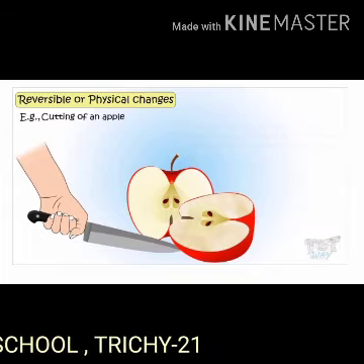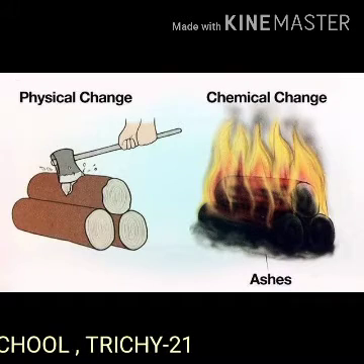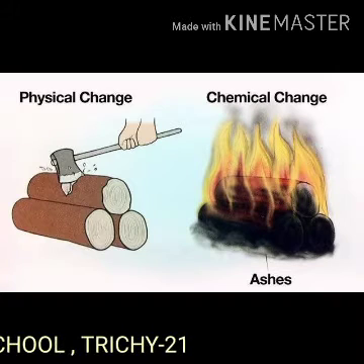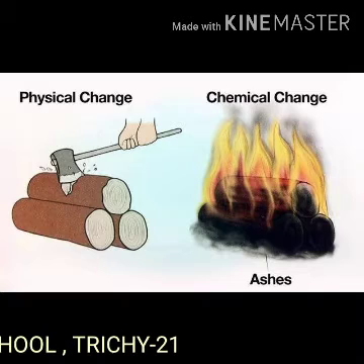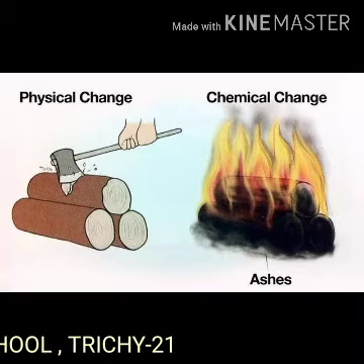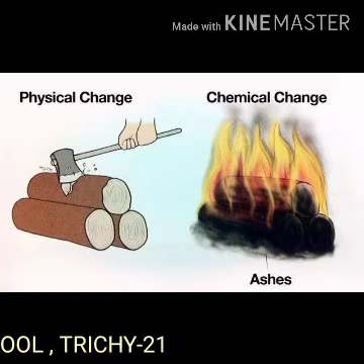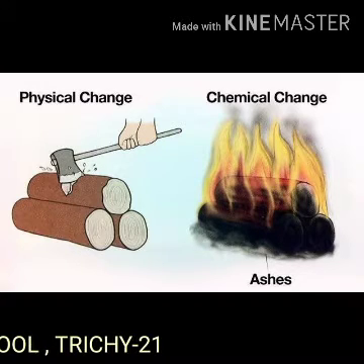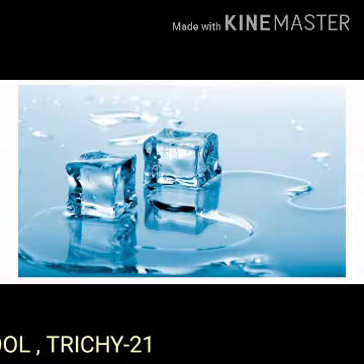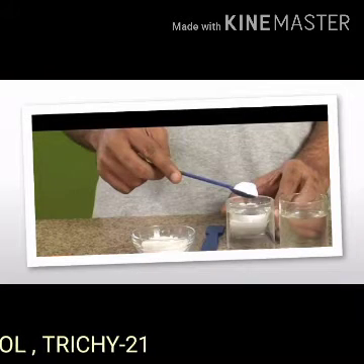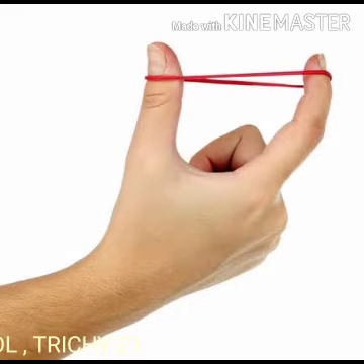Now, let us see about the physical change. Physical changes are temporary changes in which there is a change in the physical appearance or physical state of the substance, but not in the chemical composition. Here, no new substance is formed. Example, melting of ice, solution of salt or sugar, stretching of a rubber band.